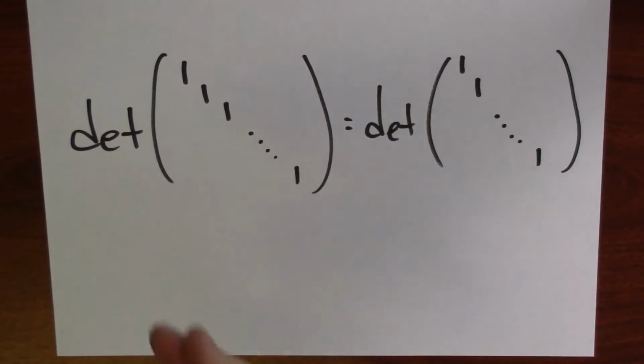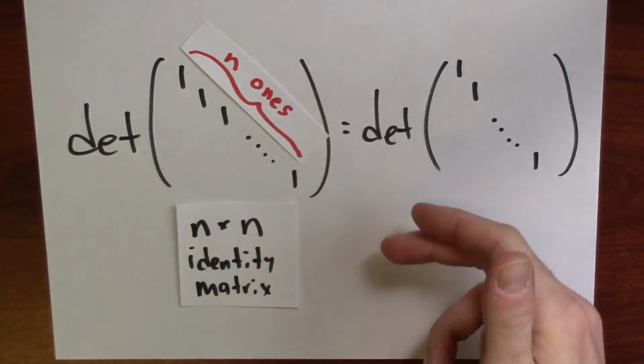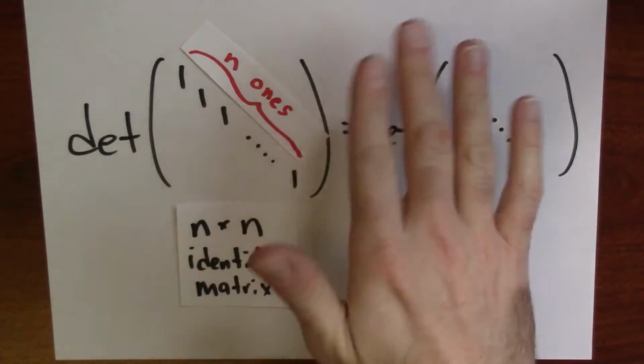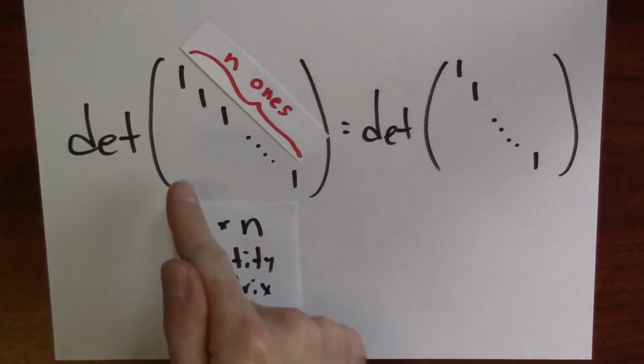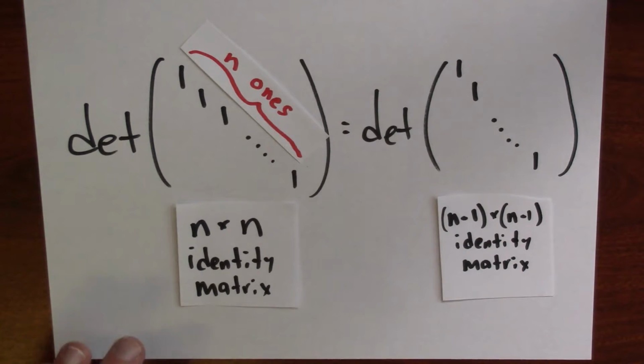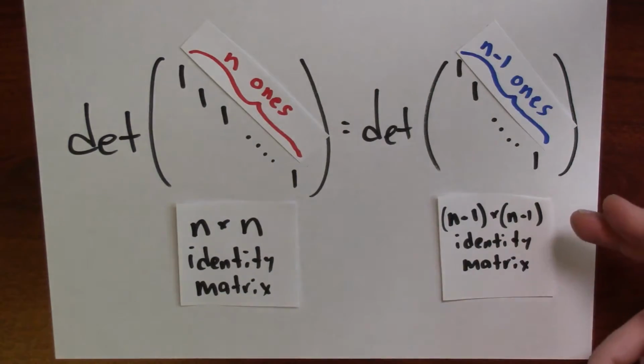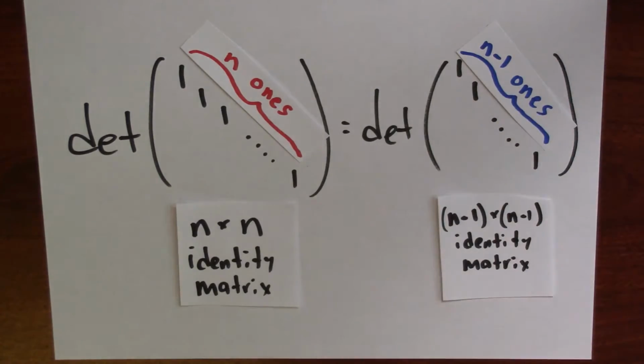So in general, doing cofactor expansion down, say, the first column of an n by n matrix gives you the following. The determinant of an n by n identity matrix, which would have n ones down its diagonal and zeros off the diagonal, well, that determinant is equal to the determinant of an n minus 1 by n minus 1 identity matrix, which then would have n minus 1 ones down its diagonal and zeros off its diagonal.